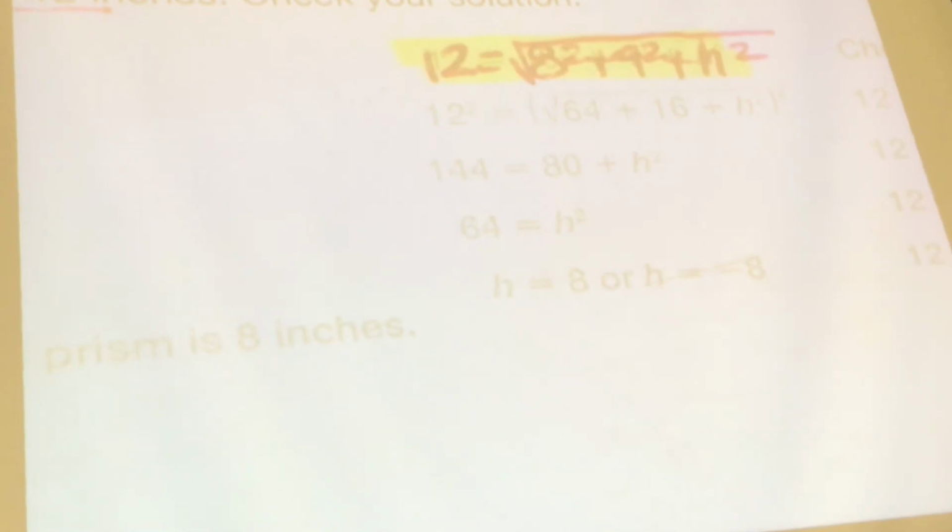Question for you. If H squared is 64 and you can get a negative 8 and an 8, how come they crossed out the negative 8? What are we finding? You can't have a negative height. So don't leave both answers. Read what you're asked to find, and if it's a height, obviously you're not going to have a negative height.